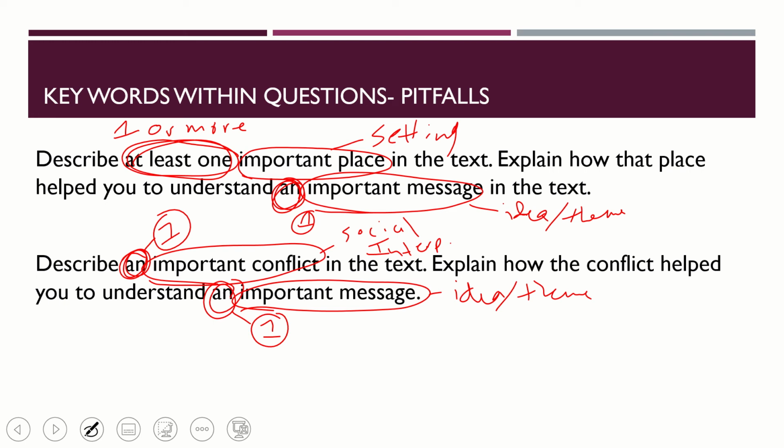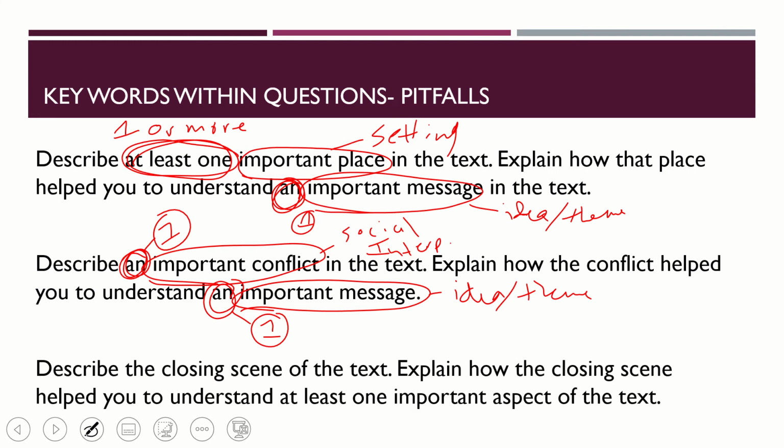So the social conflict between the rich and the poor, helping us to understand the idea of corruption, sure. Three paragraphs on that potential. It's potentially doable, but you'd have to be really careful to make sure that you were actually addressing the one important message. Let's have a look at one more.